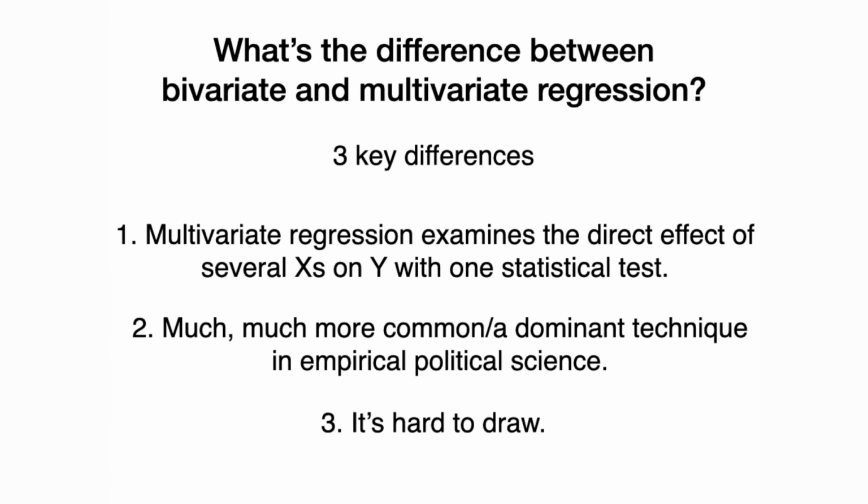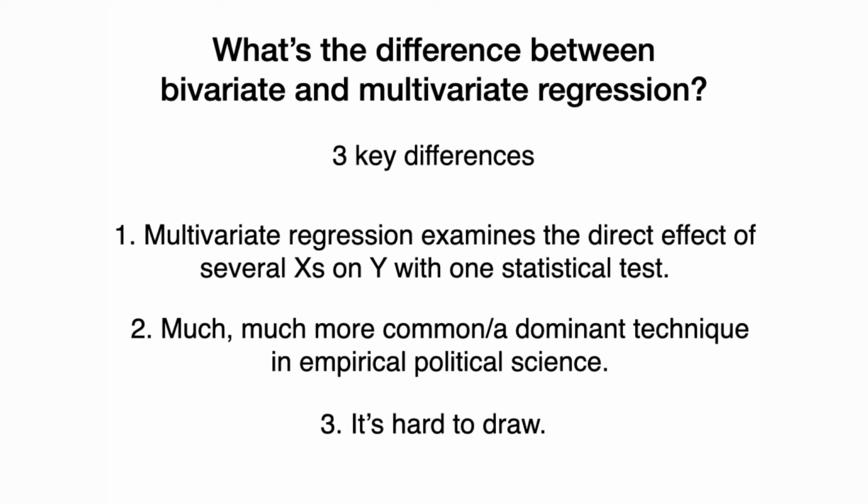So what's the difference between bivariate regression and multivariate regression? Why would we move from these two variables to a wall of numbers like this? Or why would I bother focusing on the bivariate when it's this multivariate stuff that people end up doing much more often? There are three big key differences that help explain why multivariate regression is such a powerful tool and why it's used so often in political science and elsewhere.